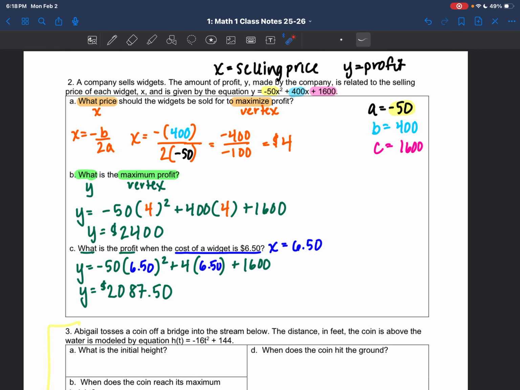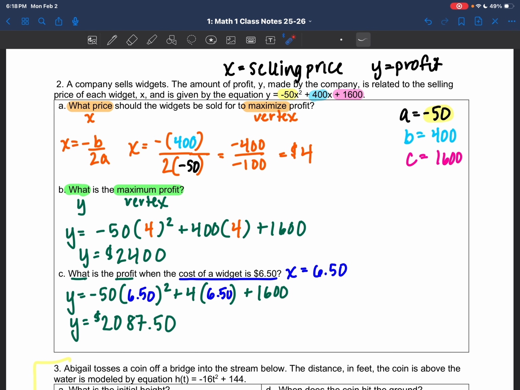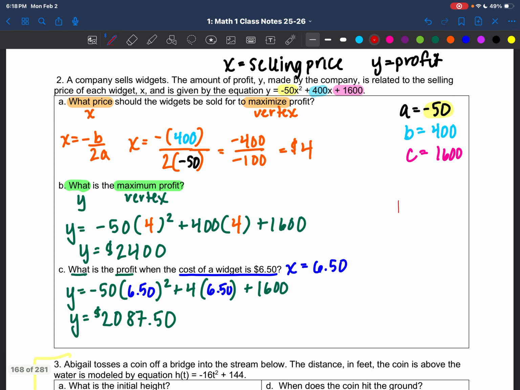All right, so let's look at this one. This one says a company sells widgets. The amount of profit Y made by the company is related to the selling price of each widget X and is given by this equation. And again, if I were to sketch this out, all right, so I know right now a couple things. I know that my y-intercept is 1600. Now we don't have to be accurate because we're just doing a sketch of it.